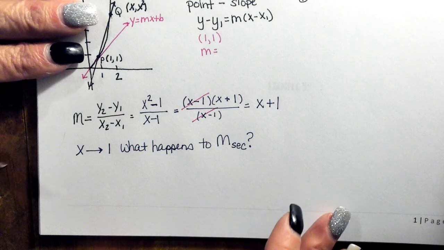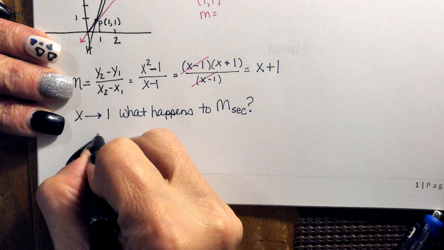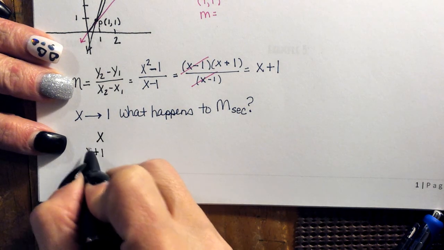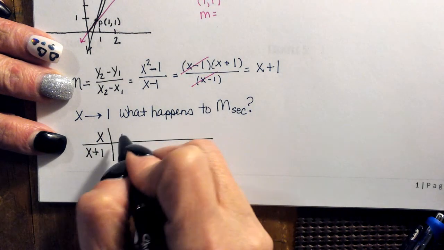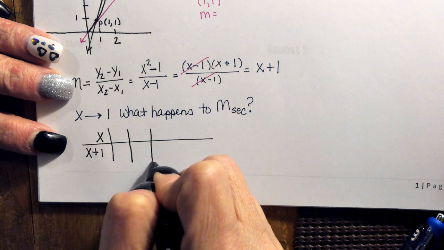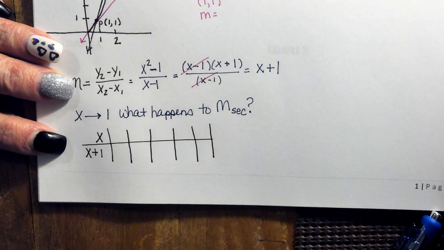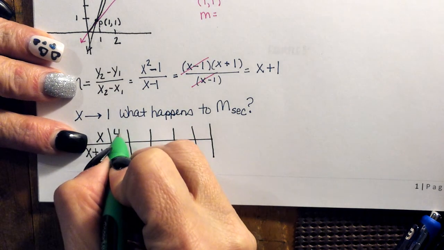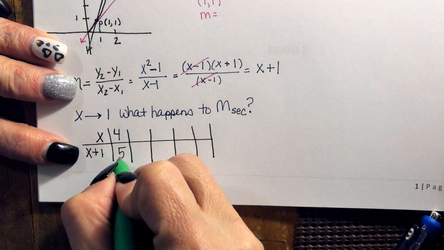So how do I do that? It's super easy. Algebraically, we're just going to set it up. We're going to do a table. We're going to say x, and we're going to say x plus 1. What happens as the secant line moves down the track? Okay, so we're going to move him down the track ever so slowly until we get to that one. We're not going to reach one, but we're going to get really close. So let's start. When x is 4, what is 4 plus 1? 4 plus 1 would be 5.